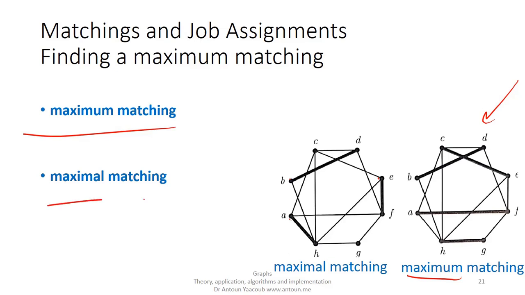However, a maximal matching is a matching such that there is no larger matching containing M. So this is a maximal matching. Why is it a maximal matching? Because I cannot match C and G, since there is no edge between them.